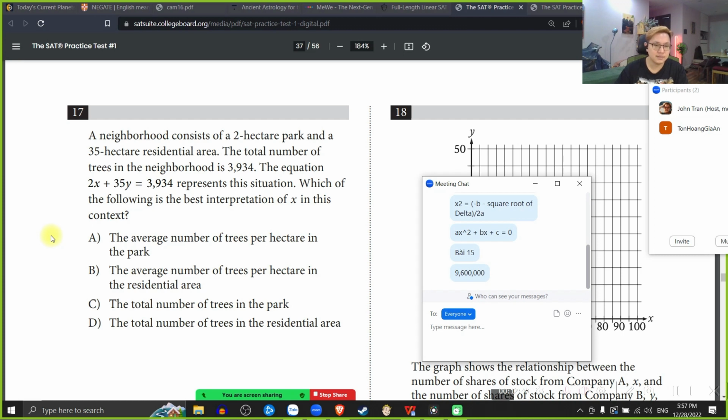What do you think? What's X here? I think the answer is A. The average number of trees per hectare in the park. Sure about that?